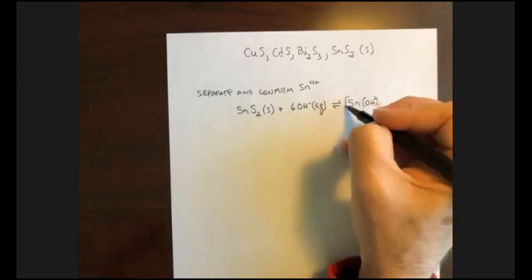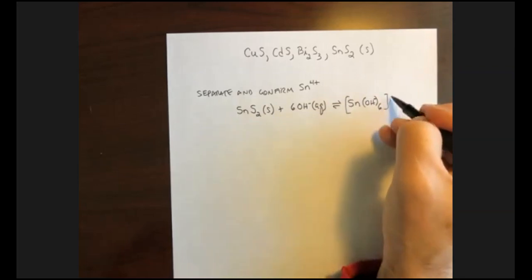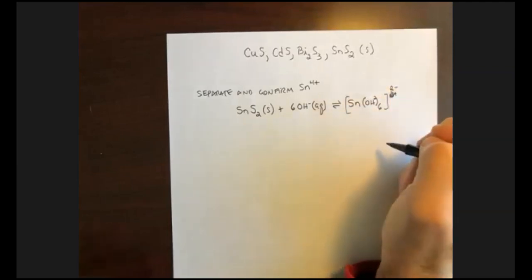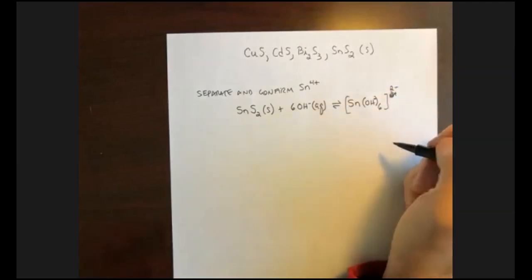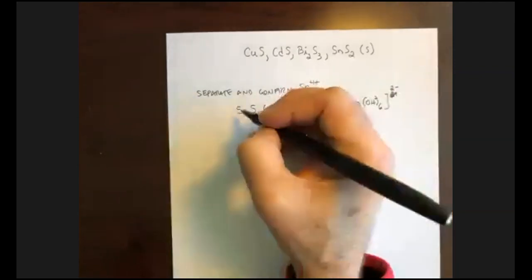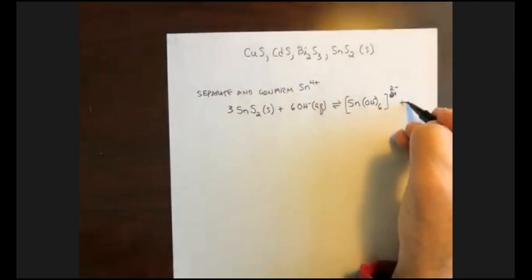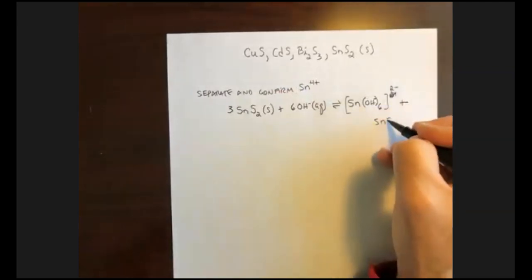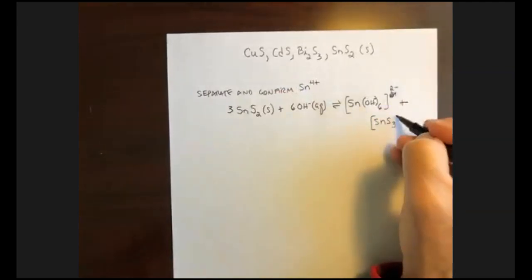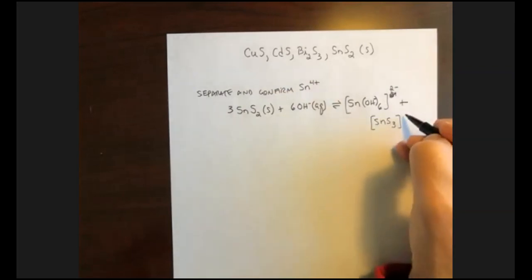This is what is called a complex ion. Let me see, sorry, this is minus here. All right. And if we finish balancing the equation, there is another product here that we don't care much about. It's going to be a soluble form of the tin sulfide here.